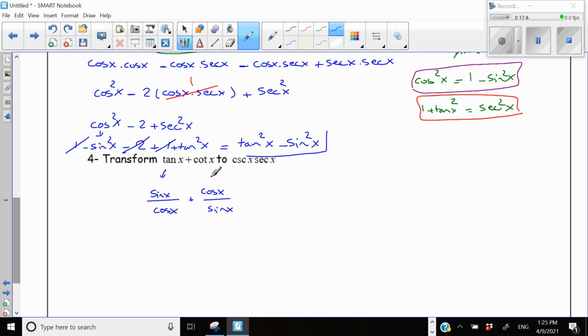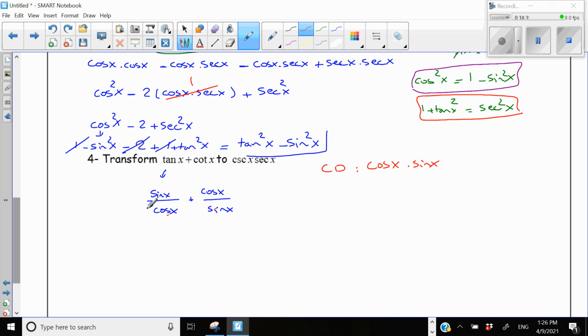Now let's try to combine these two fractions. We want to add them. We know that if we have fractions we want to add, we need to find the common denominator. The common denominator for these two will be sine x times cosine, because they don't have anything in common. So we need to consider the common denominator as a multiple of these two bottoms. So cosine of x times sine of x, this is our common denominator.